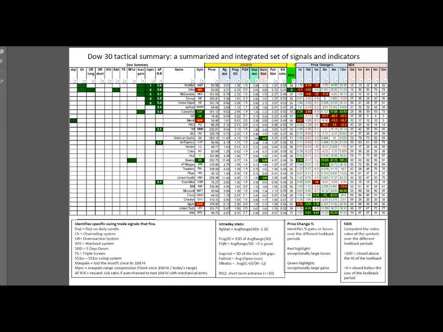They all had a pretty good day. The best one being Caterpillar at 3.24. That was an amazing move today.